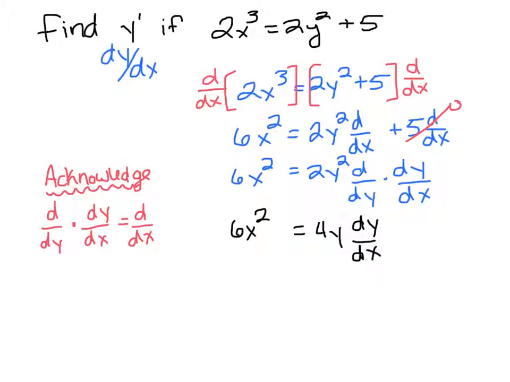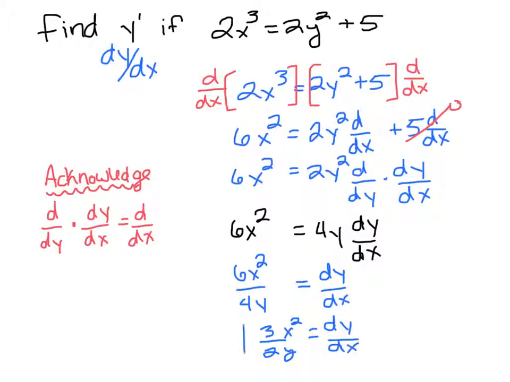Okay, this is what we're solving for. We're trying to get dy dx, and we have dy dx. So now we just divide both sides by 4y. Now we can simplify. So 6 divided by 4 is 3 halves. We have y on the bottom, and we have x squared on the top. Okay, we just found dy dx. We just found the y prime of that implicitly defined function.